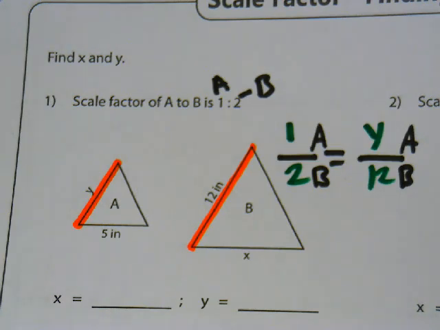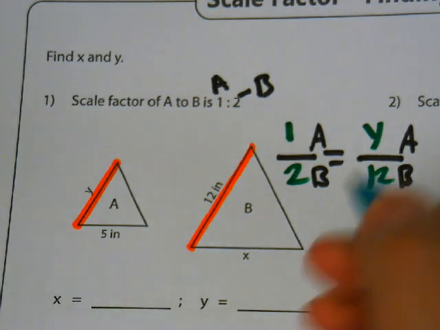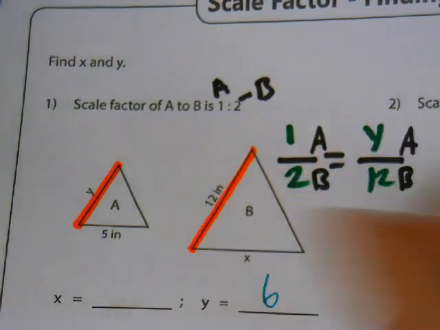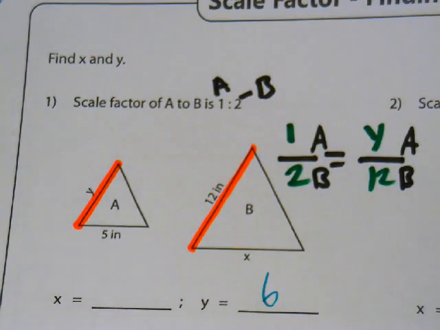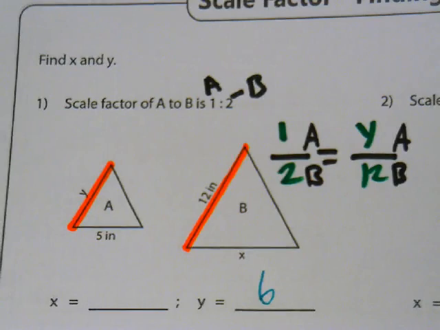All right, what do we got? 6. Good. Okay, that's the first one. Now the butterfly method.